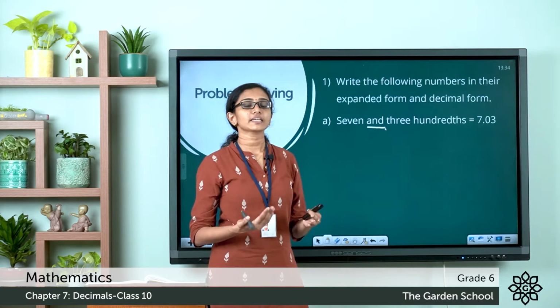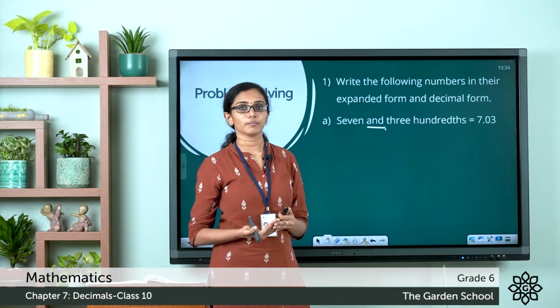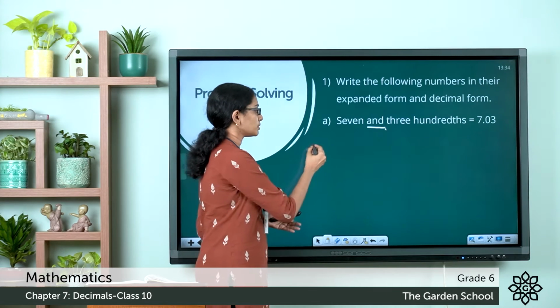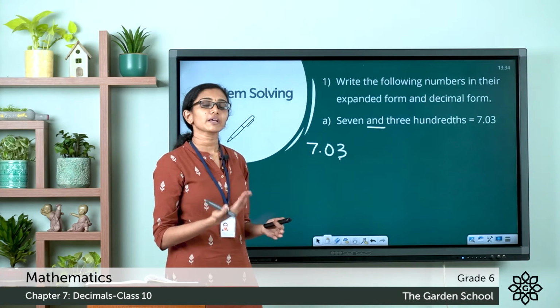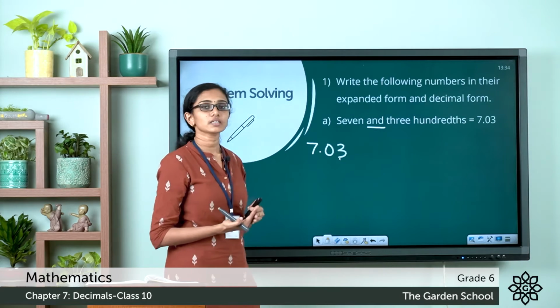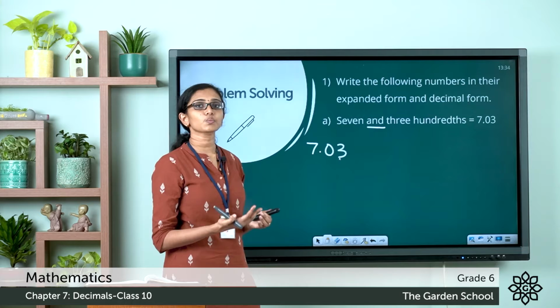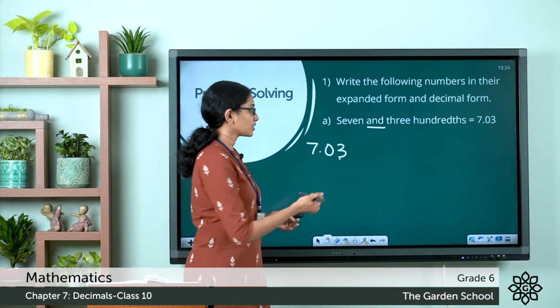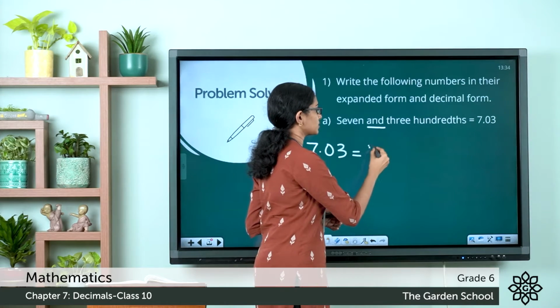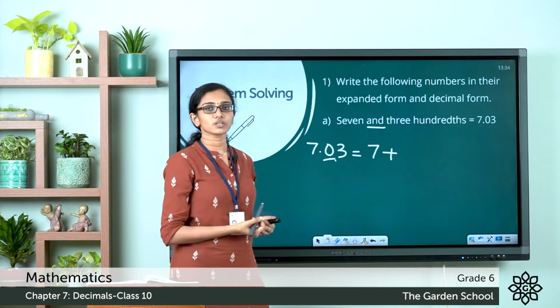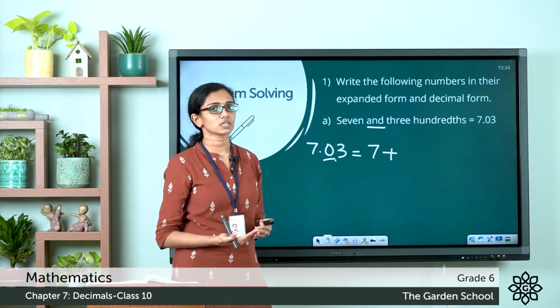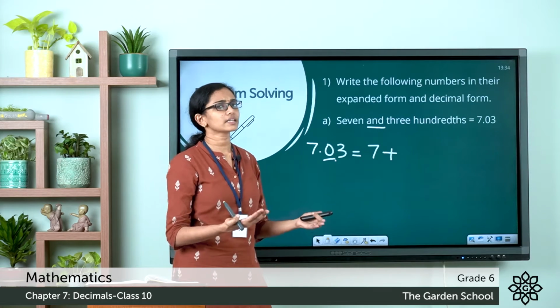Now, how do you write the expanded form for this decimal number? For the whole number part, we have the digit 7. What is the place value of the digit 7 in this number? It is 7 ones or 7. So, how do you write the expanded form? This is equal to 7 plus. Now, what about the place value of this 0 here? It is 0 itself. There is no need to write that 0 there.